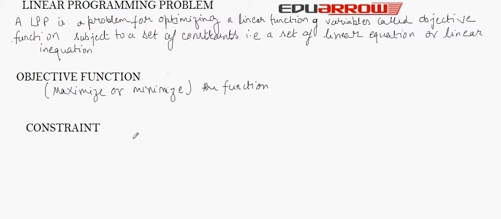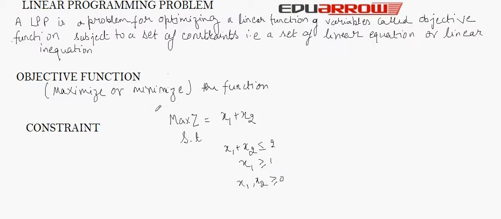Okay. Now let us see this through an example. Consider a system of equations containing two variables, subject to x1 plus x2 less than or equal to 2, x1 greater than or equal to 1, where x1 and x2 are greater than or equal to 0. This is the function which we have to optimize. Optimize means the maximum value of this function. We have to find the values of x1 and x2 which give the maximum value of z.